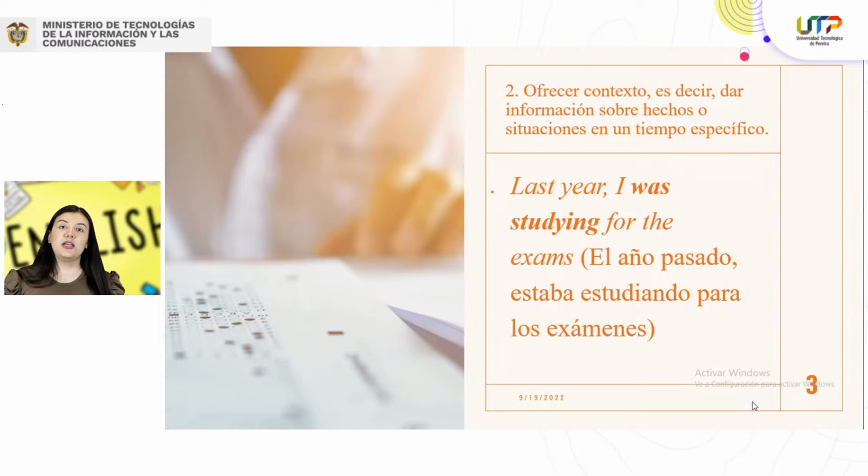So, the example in English would be, last year, I was studying for the exams, okay? Last year, I was studying for the exams. Easy. There is no interruption in this case. I'm just giving the context for an event in the past. That's it. Okay?